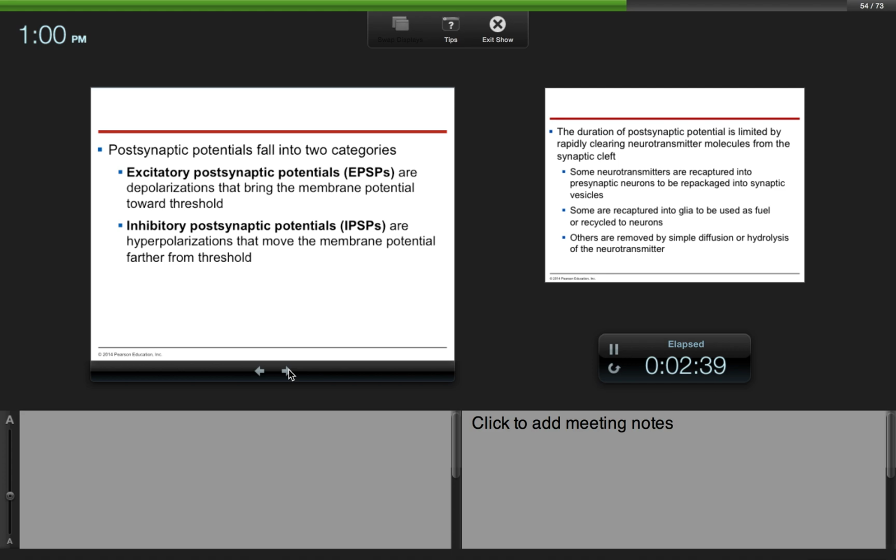So an example of an inhibitory postsynaptic potential would be, when you go to bed at night, you don't want the neurons in your brain firing. You want to be able to go to sleep. So there are particular chemicals that cause these inhibitory postsynaptic potentials so that you can basically shut down your mind and go to sleep.